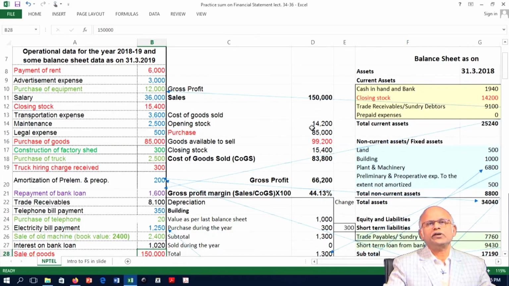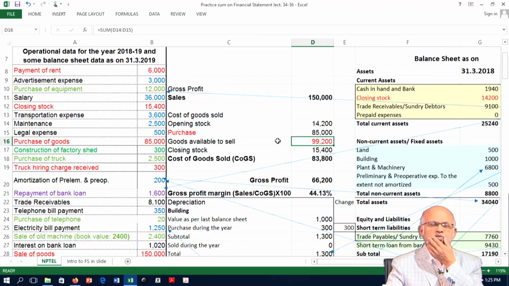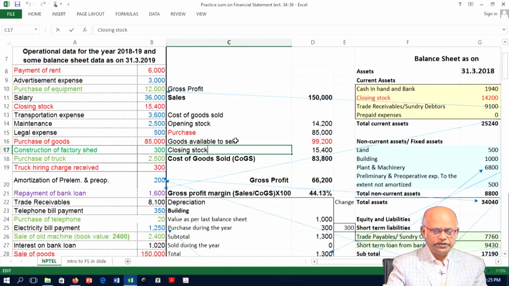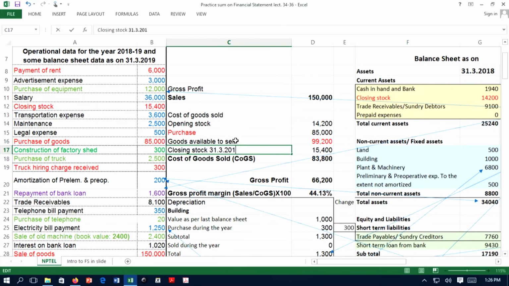So, the opening stock is the closing stock of the previous year, that is 14,200. Then you made some purchases. How much? 85,000 rupees worth of purchases during the current year. So, 14,200 plus 85,000, the total is 99,200 worth of stock available for you to sell, but you could not sell 15,400 worth of stock, which remains as closing stock as on 31/3/2019. As on 31/3/2019, you could not sell this stock.